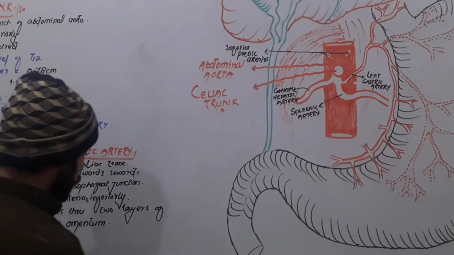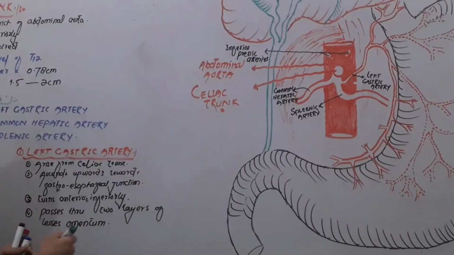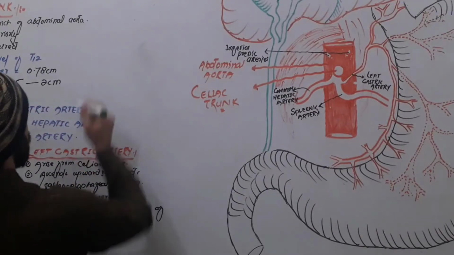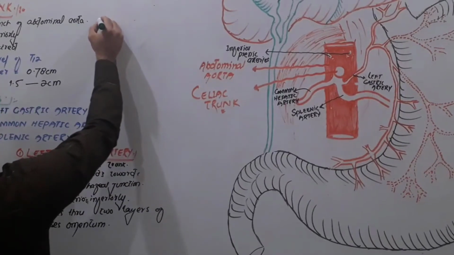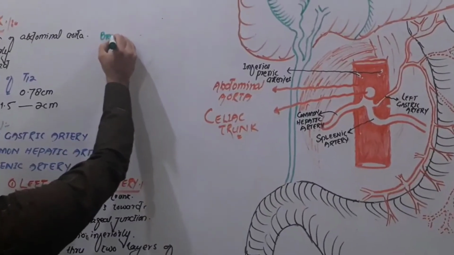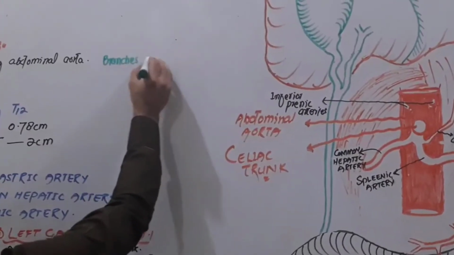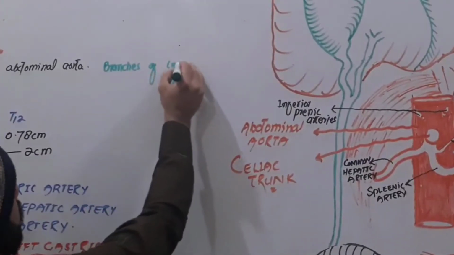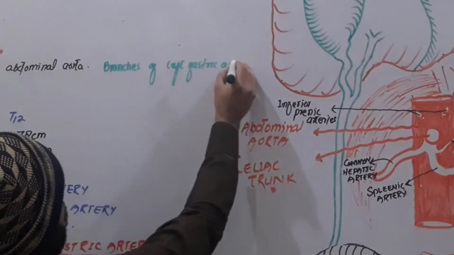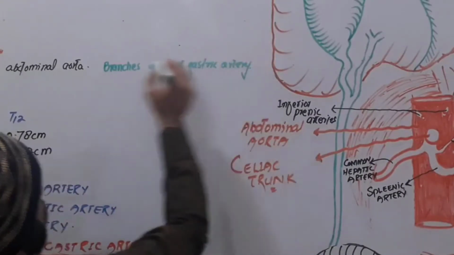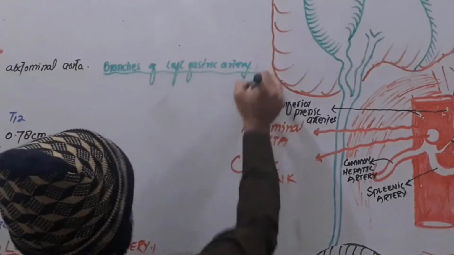Then what does it do? This artery gives off branches, right? So let me write those branches here. Branches of the left gastric artery. Okay, what are its branches?